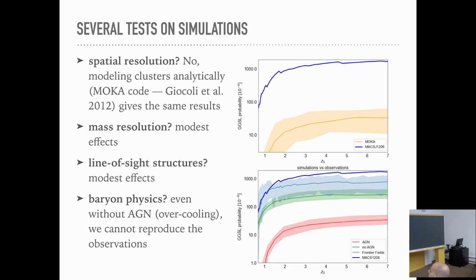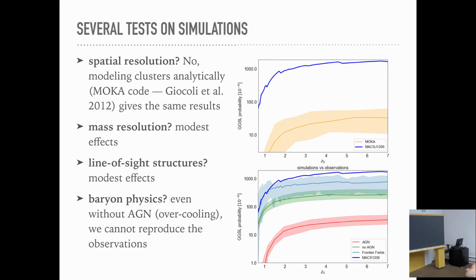So as I said, we did several tests. Here I mention just a few of them. One is using MOKA, which, for those of you that are not familiar with that, is a code to create mass distributions of cluster scale lenses completely analytically. We were worried in the beginning that the results we were finding by doing this kind of comparison were somehow biased by the spatial resolution of the simulations. So using this code, we basically avoid having any limit in resolution. We can ideally go to infinite resolution.